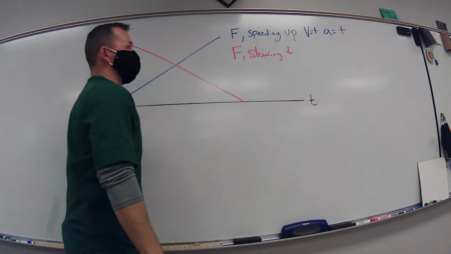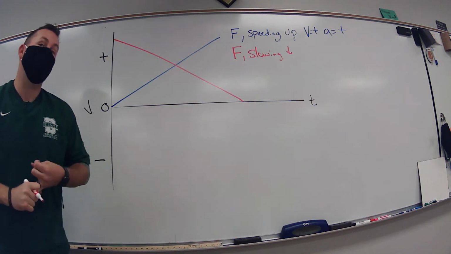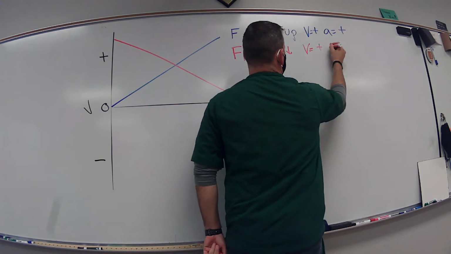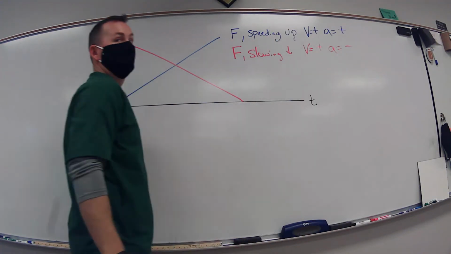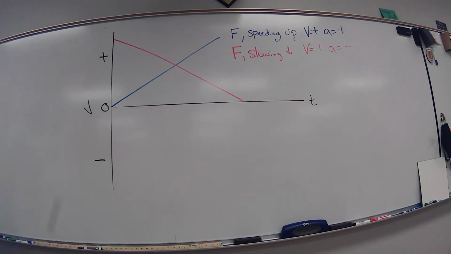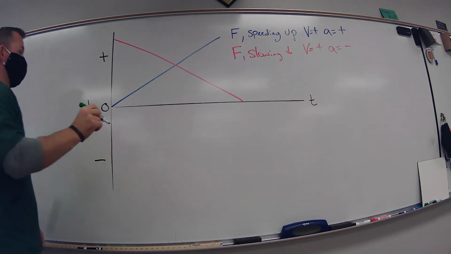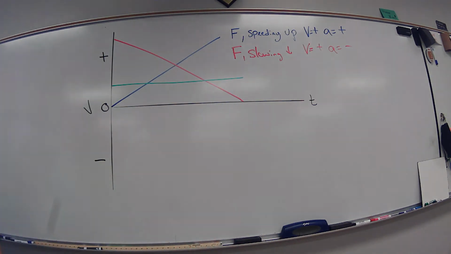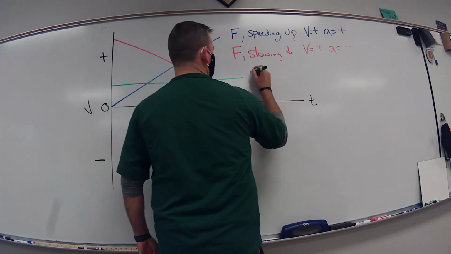If something is going forward but slowing down, what's its velocity? It is what? Positive. Its acceleration is negative. 2 for 2. Okay? Let's do another one. Green this time. Ready? What if I do this? Positive or negative? Positive. Forward or backwards? Forwards. Good. So my green is here, forwards.